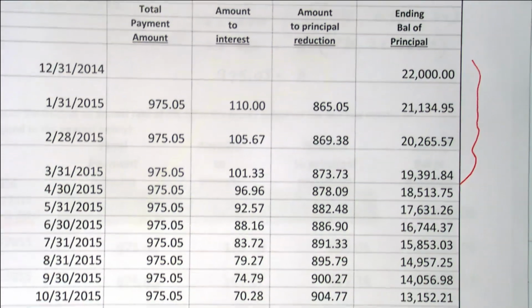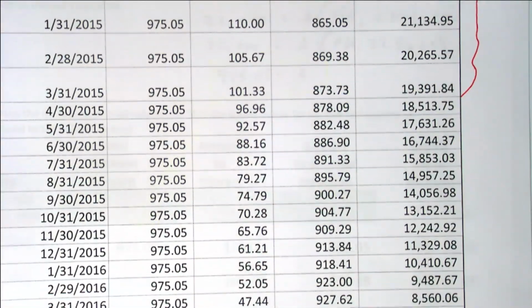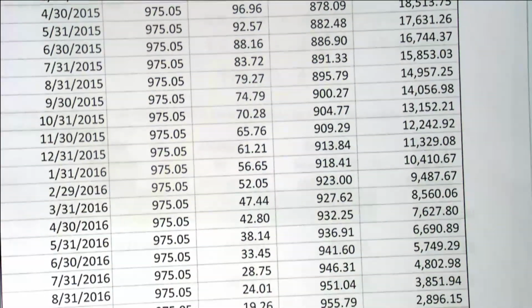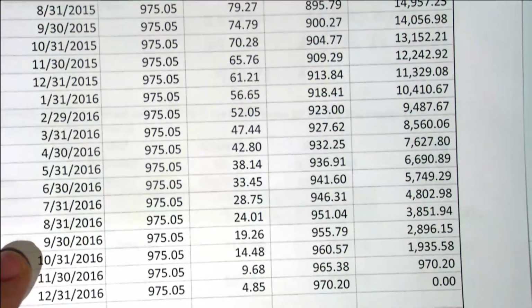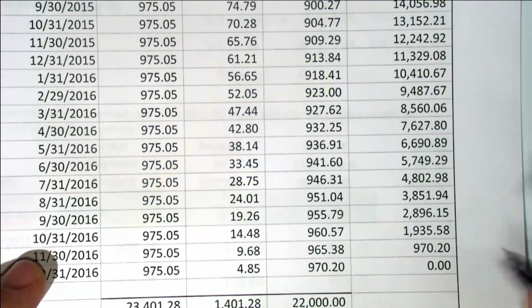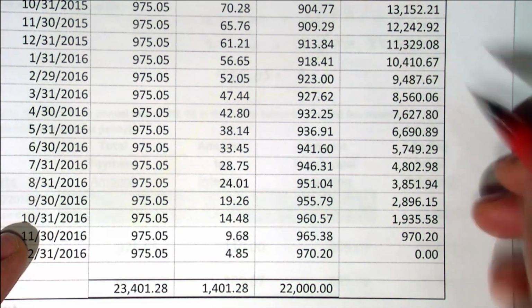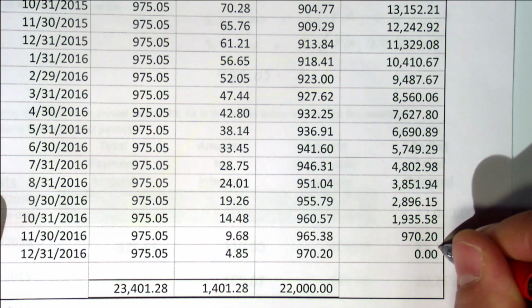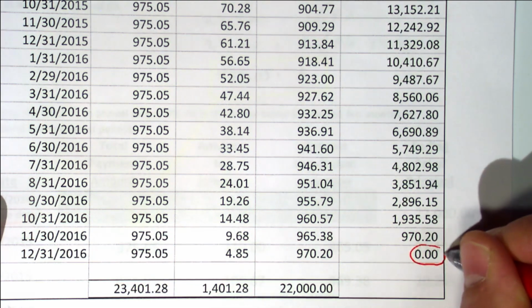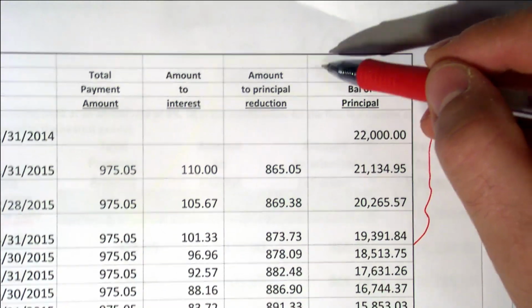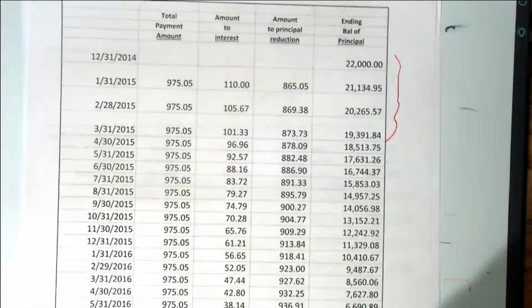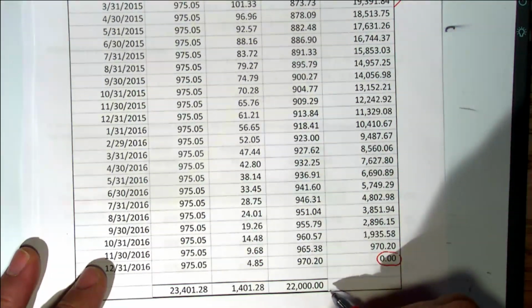But it's the same logic going through the whole thing, and I have it go clear to completion of the loan. And you can see that the ending principal balance after we make our 24th and final payment is 0. And if we add up all the amounts of principal reduction, then that should equal $22,000.